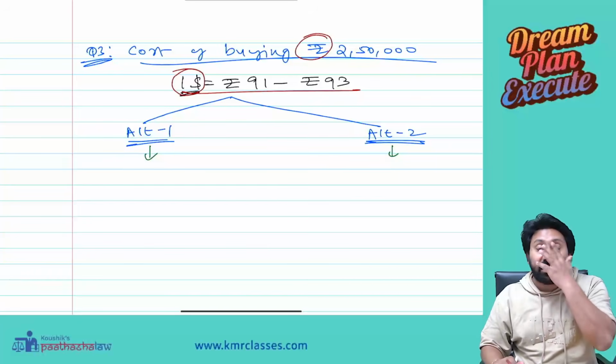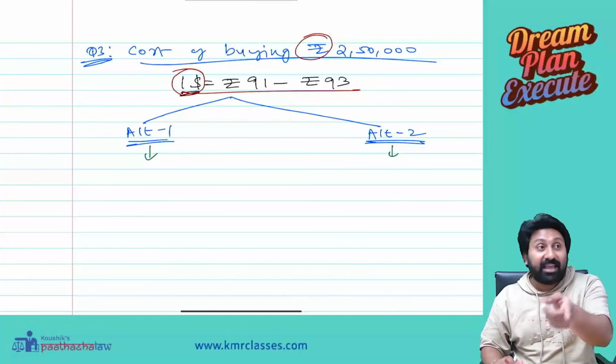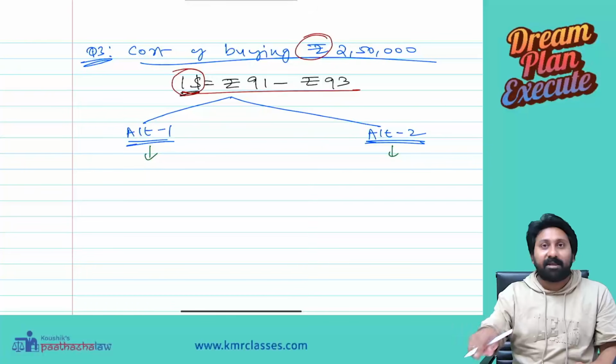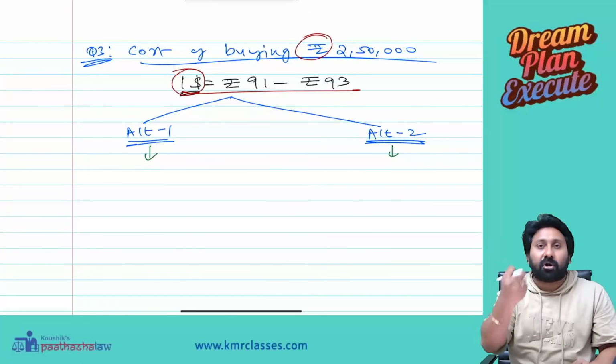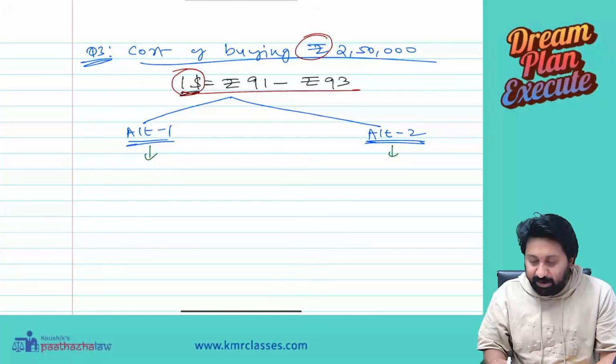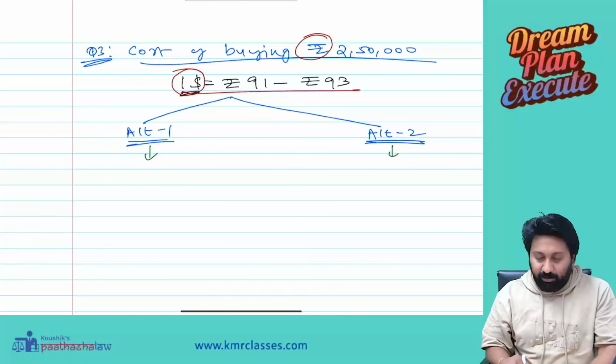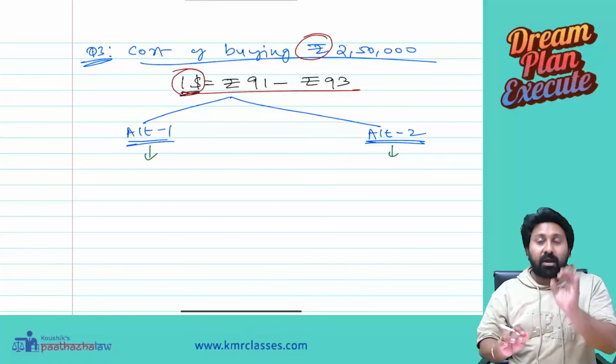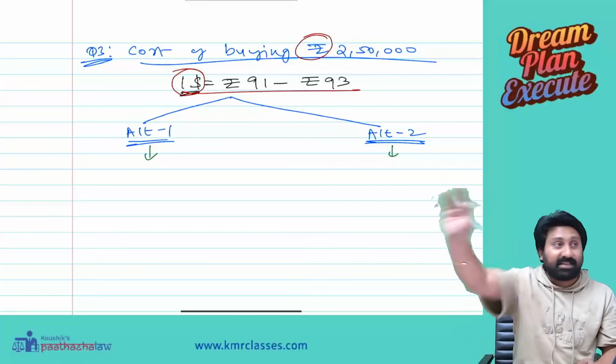I uploaded the currency options and currency futures videos. There, the same problem came, and I explained it at that time. But for those who don't have a strong command over the basics, listen now. So, cost of buying rupees 2,50,000. Again, restart: the commodity is dollar, but the transaction is in rupee.